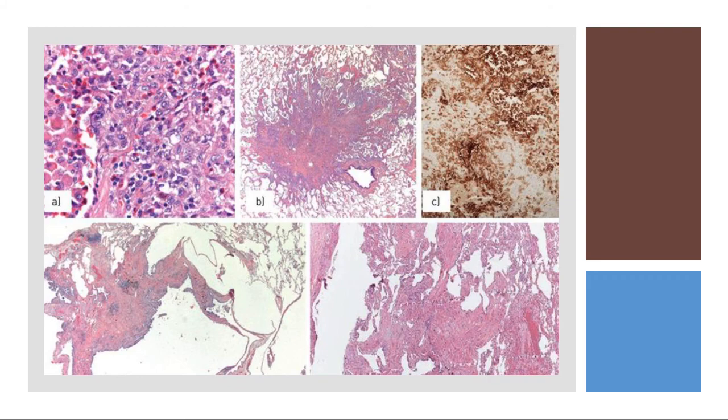Pregnancy does not seem to influence the course of pulmonary Langerhans cell histiocytosis in most patients. Exacerbation of Langerhans cell histiocytosis-related diabetes insipidus has been reported during pregnancy. Therefore, unless there is severe respiratory failure, Langerhans cell histiocytosis is not a contraindication to pregnancy.